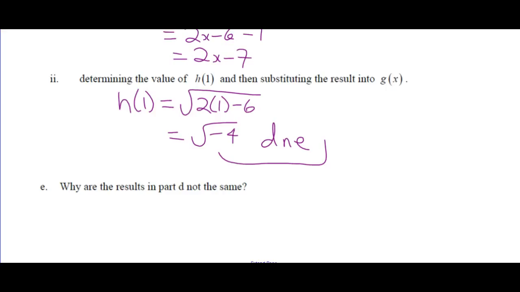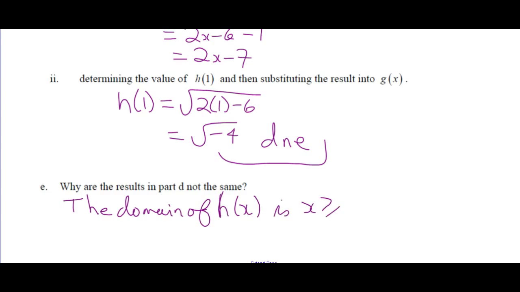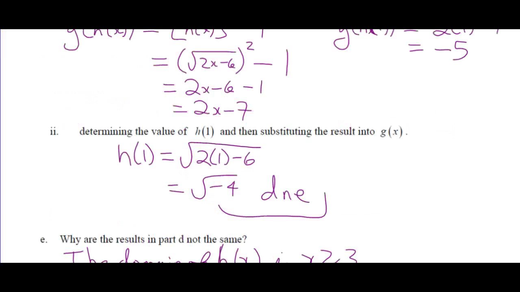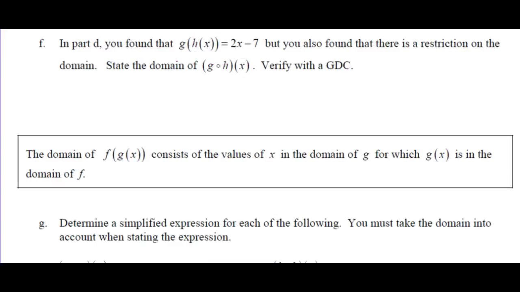Okay? And the reason is the domain of h of x is x is greater than or equal to 3. So we never really could have worked out h of 1. Right? It's just because the function g said, hey, square this. Then all of a sudden the restriction on x disappears, right? 2x minus 6. Hey, throw anything in there, right? It's going to work. So we have to be careful.